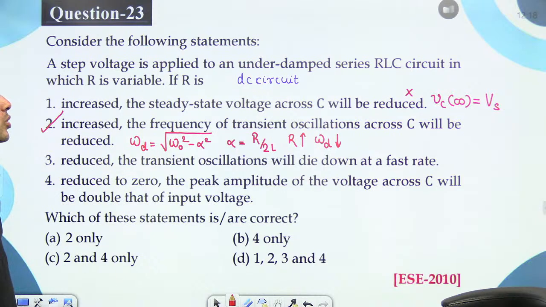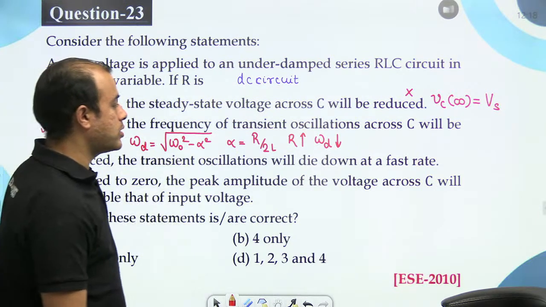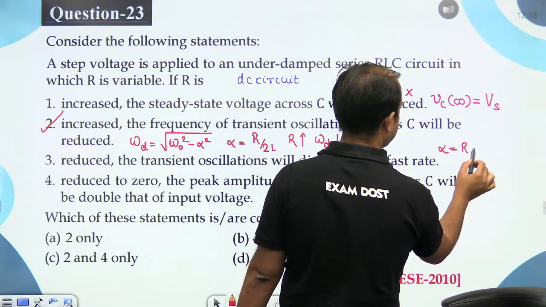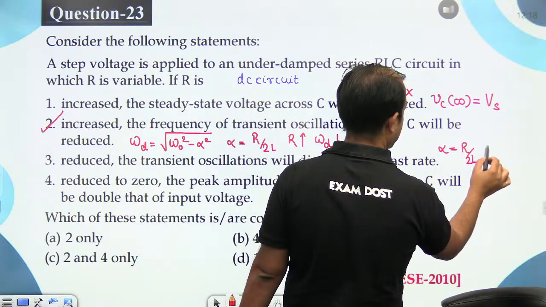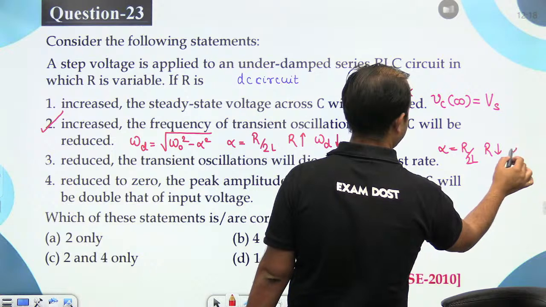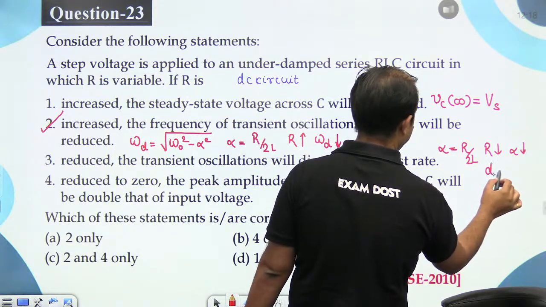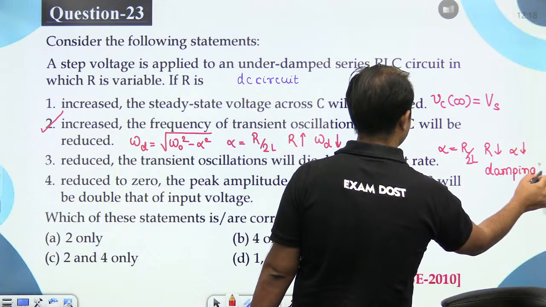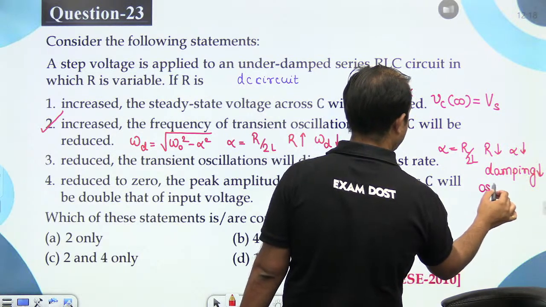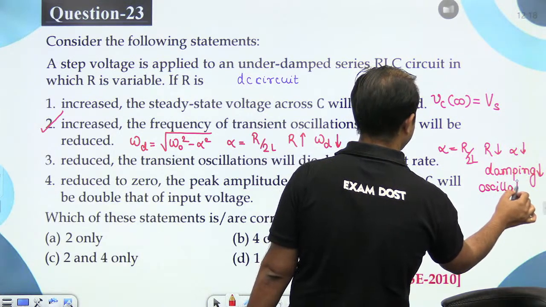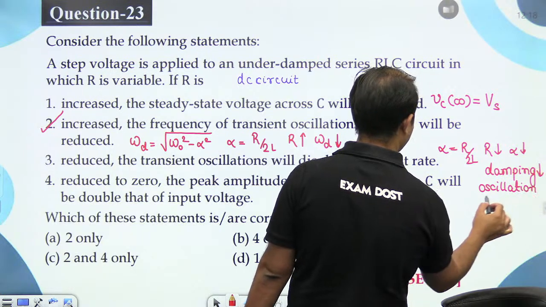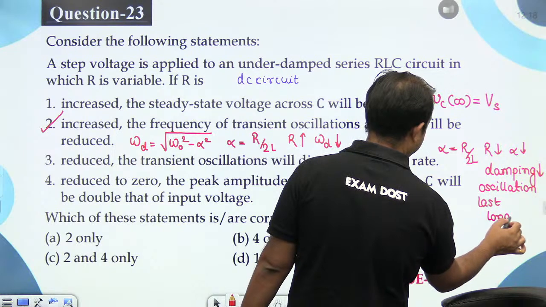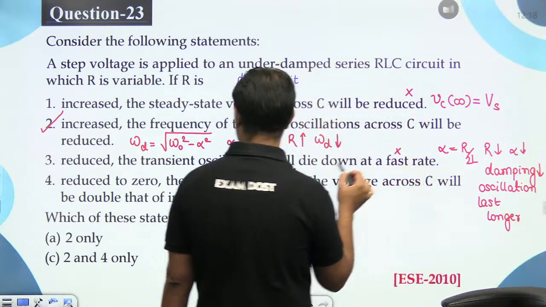अगर R रिड्यूस होगा तो ऑसिलेशन विल डाई आउट एट अ फास्ट रेट. अब अल्फा इज R बाय L, तो R decreases, alpha decreases, which means damping decreases. If damping reduces, oscillations last longer. Oscillation लंबा चलेंगे बेटा, damping जितना कम, oscillation last longer. Okay, so this is wrong.